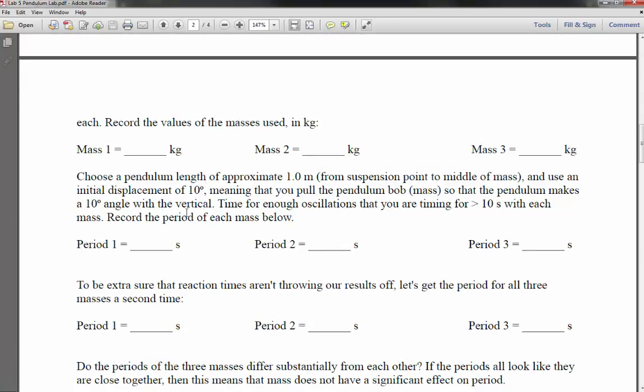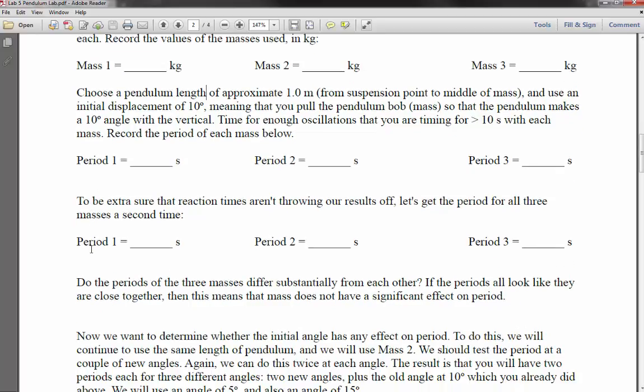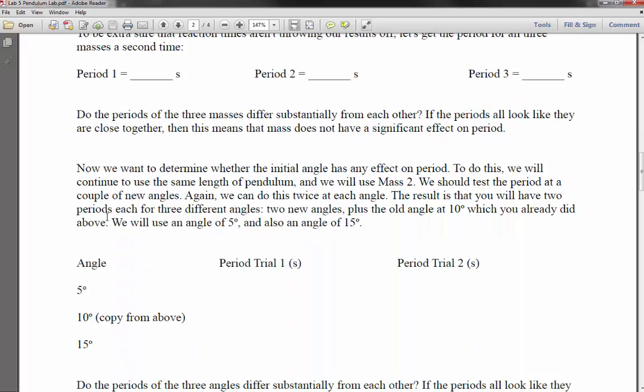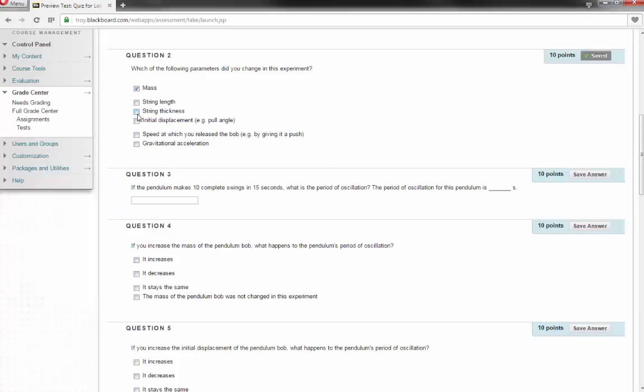It says that we should do this for a few different masses. And then as we scroll on a little more, it says now we want to determine whether the initial angle has any effect on the period. And to do this, we will basically test the period at a couple of new angles. So that sounds like we're varying the angle. So let's see if angle is one of the options. There's length, thickness, initial displacement, e.g. pole angle. So that would be this one.